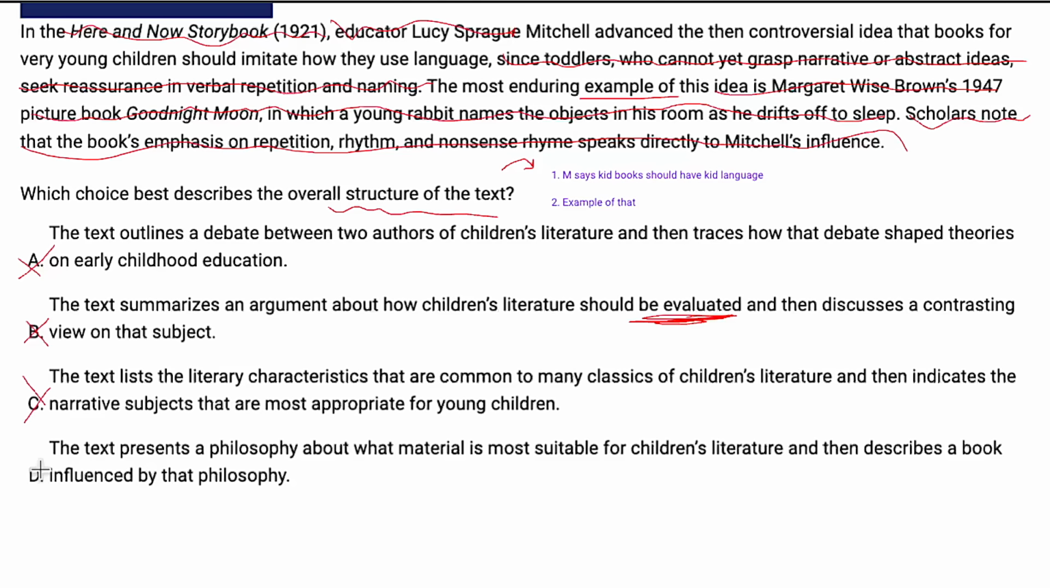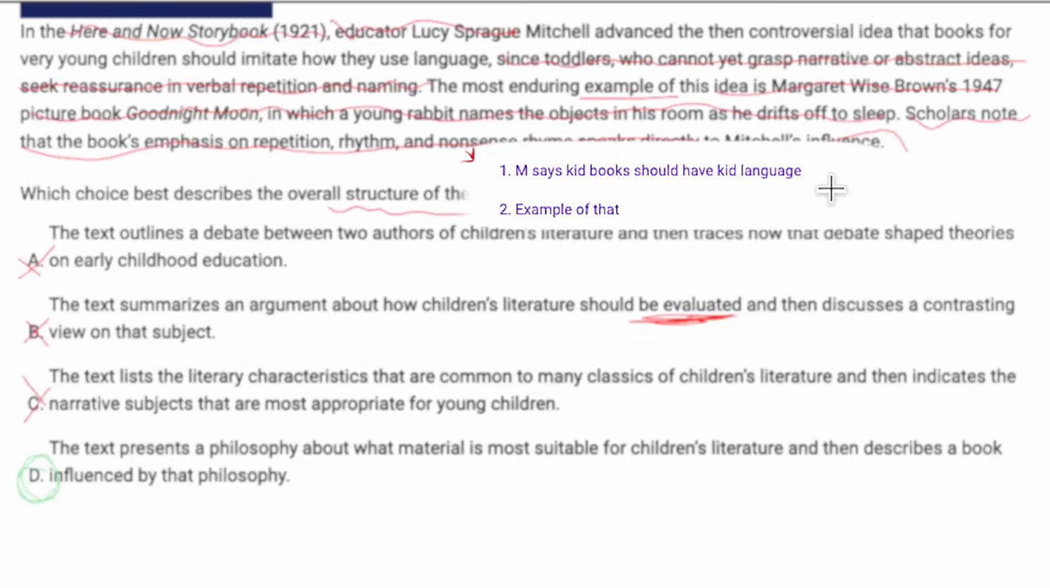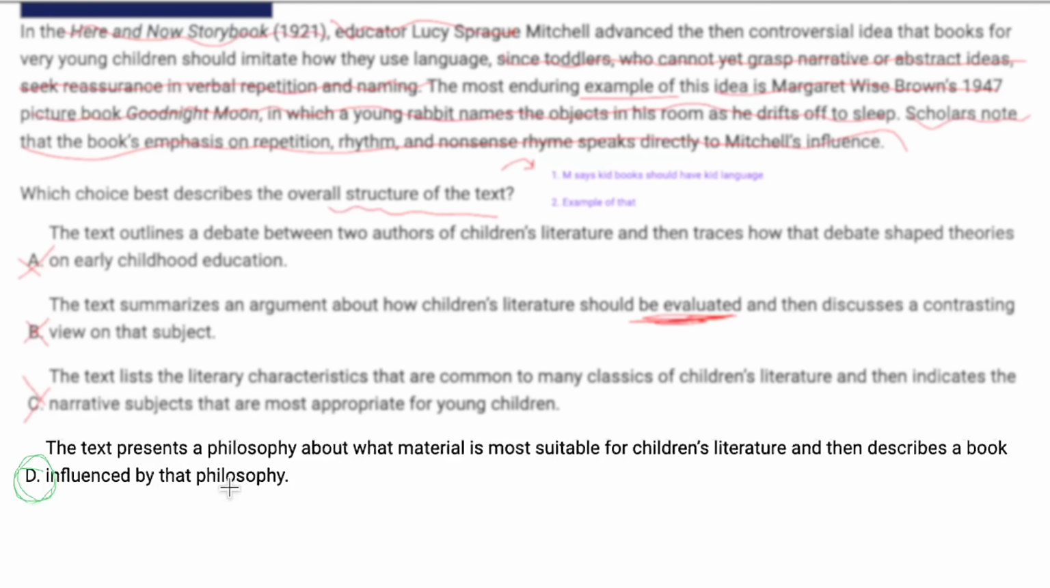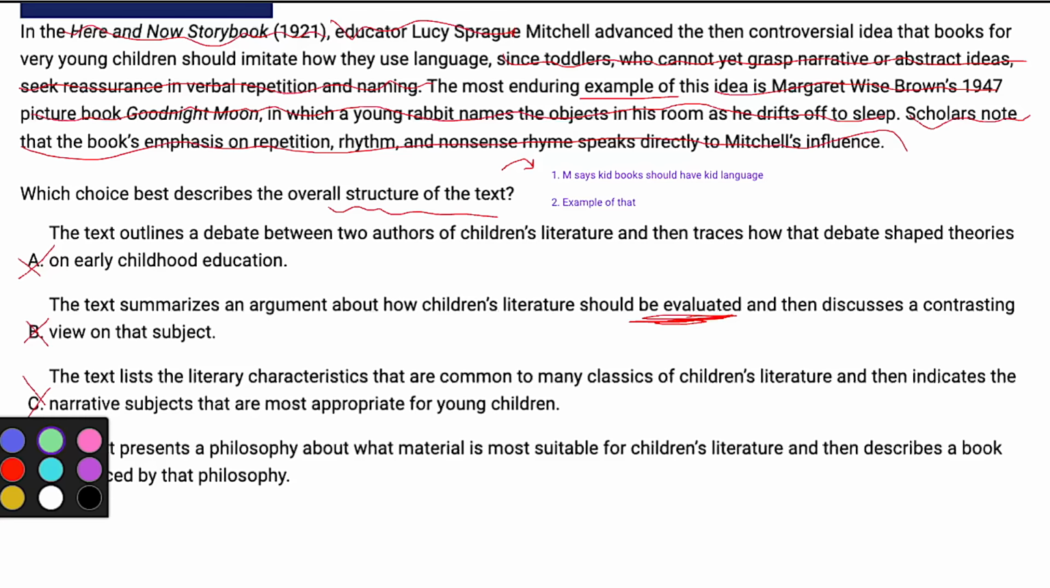So just by process of elimination, my answer is D. But again, if you're not feeling super confident, you could look at it. The text presents a philosophy, an argument about what material is suitable for children's literature. Yep, kids' books should have kid language. And then it describes a book influenced by that philosophy, and gives an example of that. So it totally matches. We are good to go.